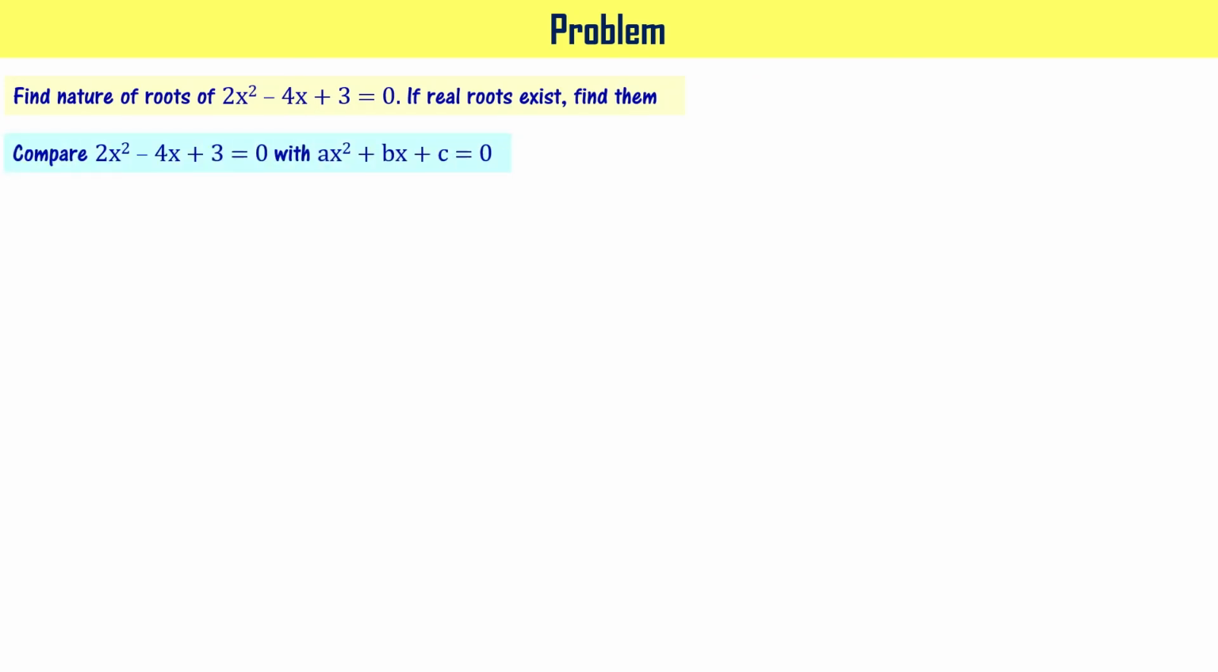Now let's take a look at a problem. Find the nature of roots of 2x square minus 4x plus 3 equal to 0. If real roots exist, find them. Now let us compare 2x square minus 4x plus 3 equal to 0 with ax square plus bx plus c equal to 0. So a is equal to 2, b is equal to minus 4, and c is equal to 3, right?